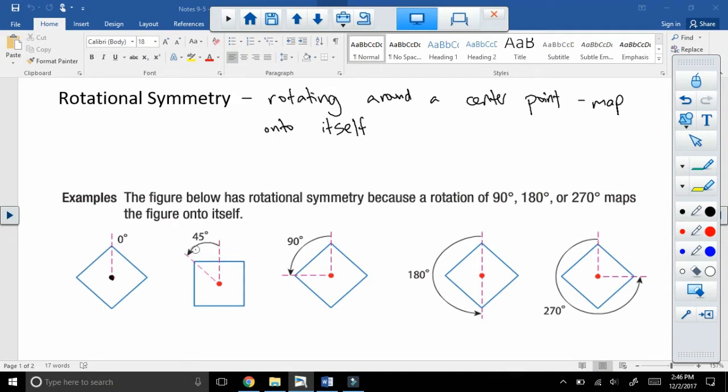So for the square, this would be 0 degrees. At 45 degrees, you see how it's not quite back onto itself the way it's positioned in this first one, but when it hits 90, it looks exactly the same. Again, when it hits 180, it looks exactly the same, and at 270, it's exactly the same. 360 would also be, but we don't need to include that because everything would have 360-degree rotational symmetry if we included that.